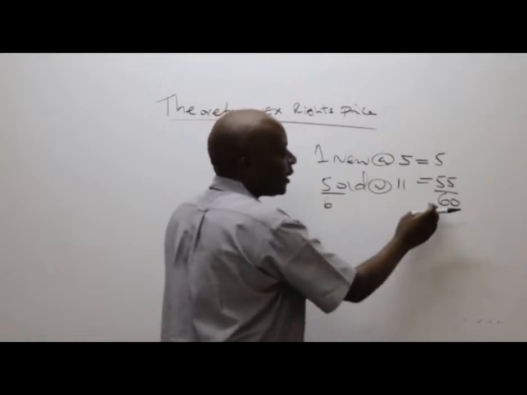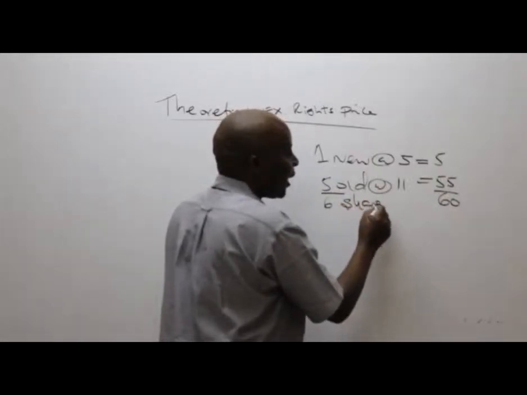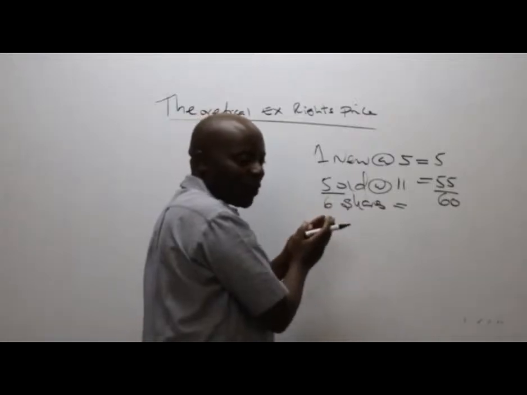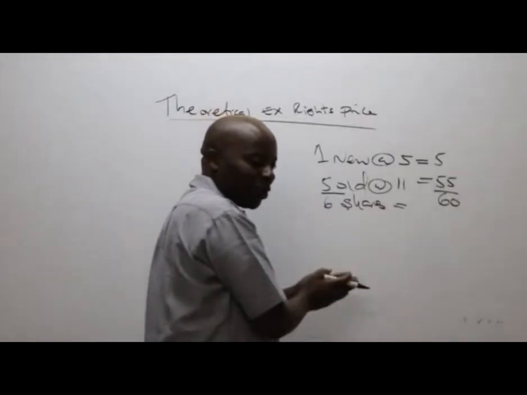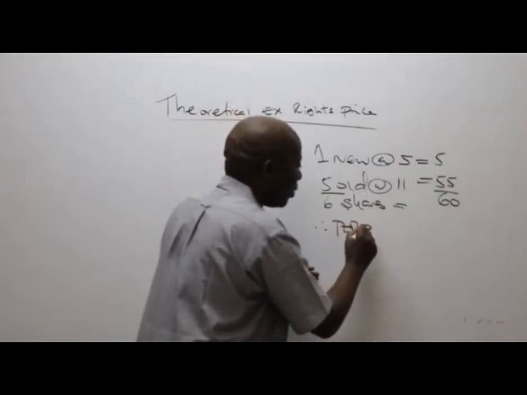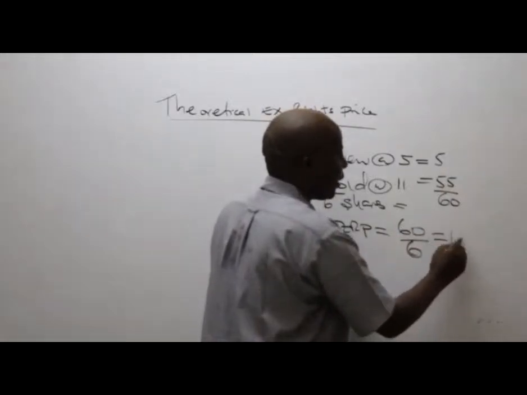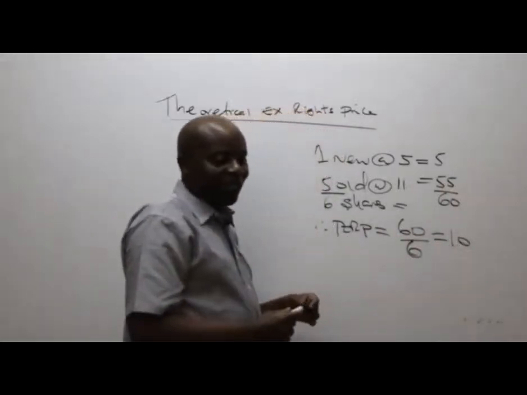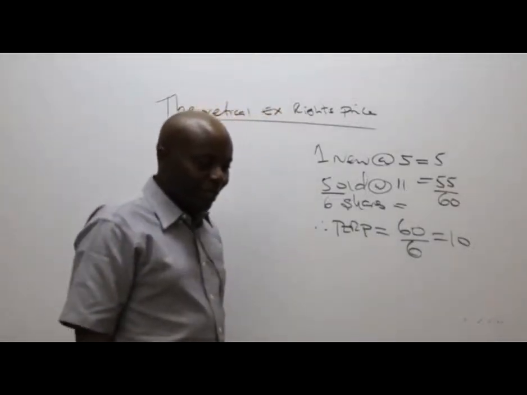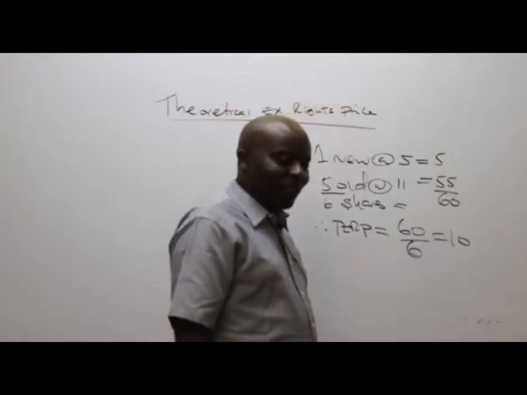6. So we are saying that 6 shares are worth 60 bob. Then how about 1 share? Once you give us that 1 share, then you are giving us the theoretical X-rights price. Therefore, the theoretical X-rights price here will be 60 divided by 6, which gives us how much here? Somebody, which gives us 10. The theoretical X-rights price is 10. That is so important to me.